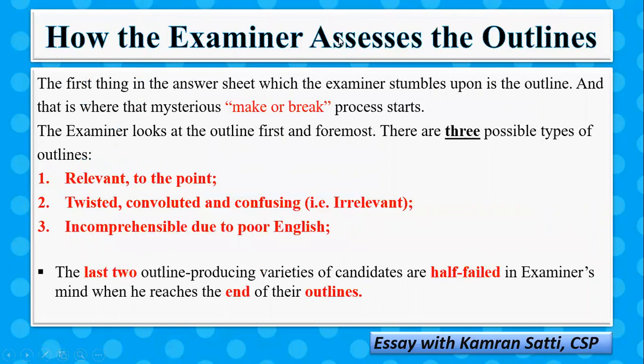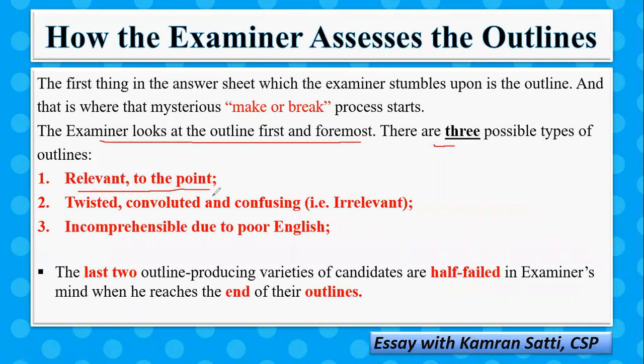How the examiner assesses the outline: as you know, the first thing the examiners come across in your answer sheet is the outline. The examiner looks at the outline first and foremost, and there are three possible types of outlines. Number one, those which are relevant and to the point. What do I mean by this?